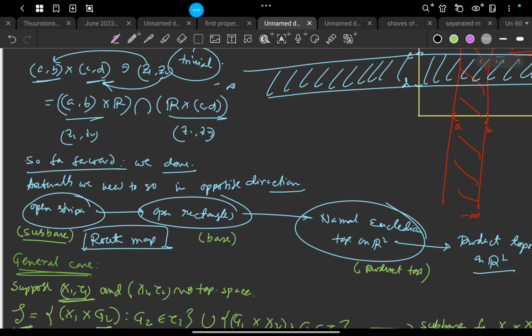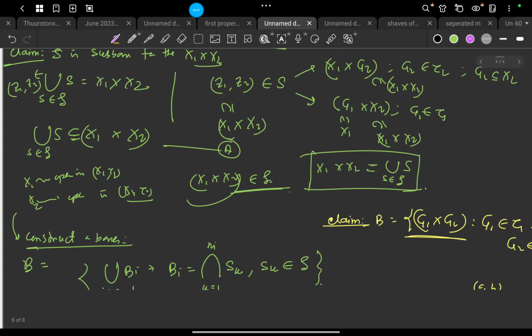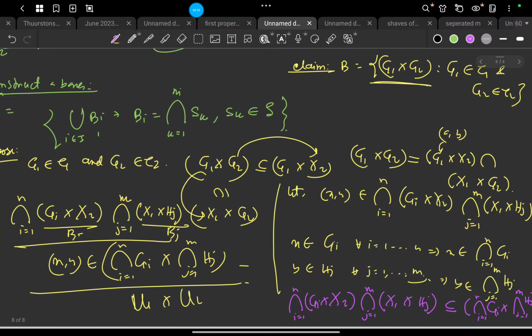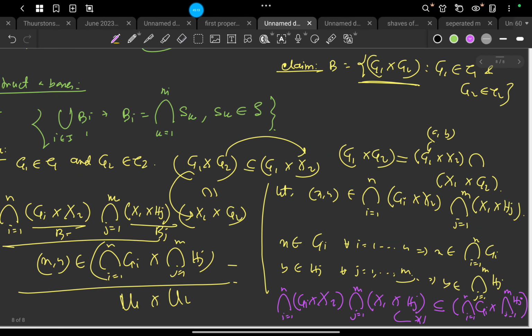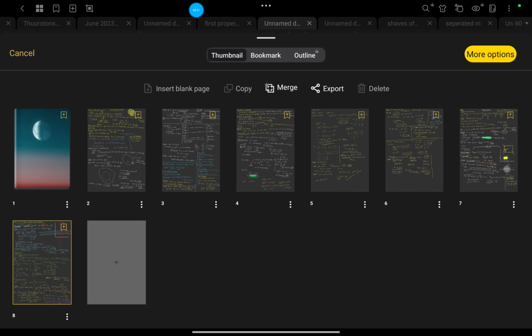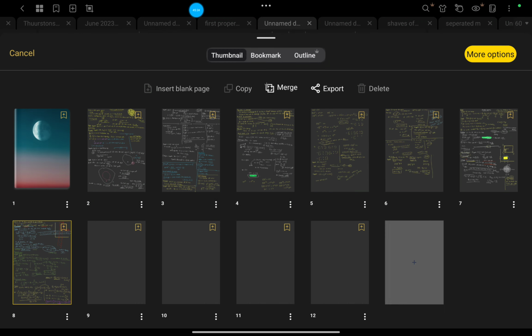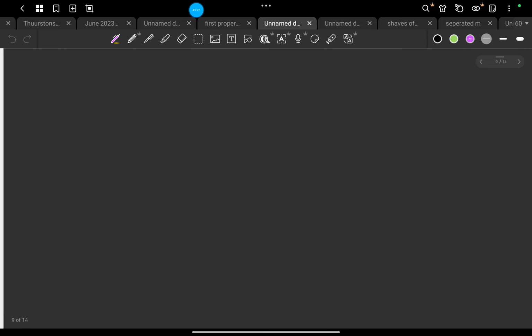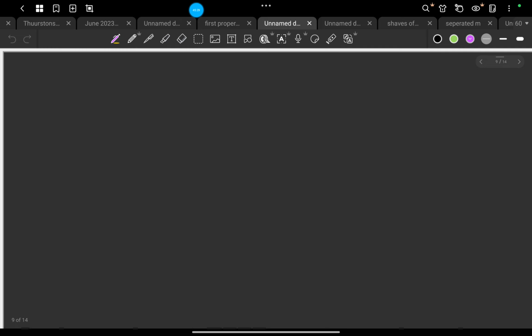So one side is clear, this inclusion, one side is clear. Now we have to show the other side, that this particular one is inside this one. Let us see. So again, let us consider another element, let's say (x', y'). This is inside the intersection of Gi, i equals 1 to n, cross the intersection of Hj, j equals 1 to m.